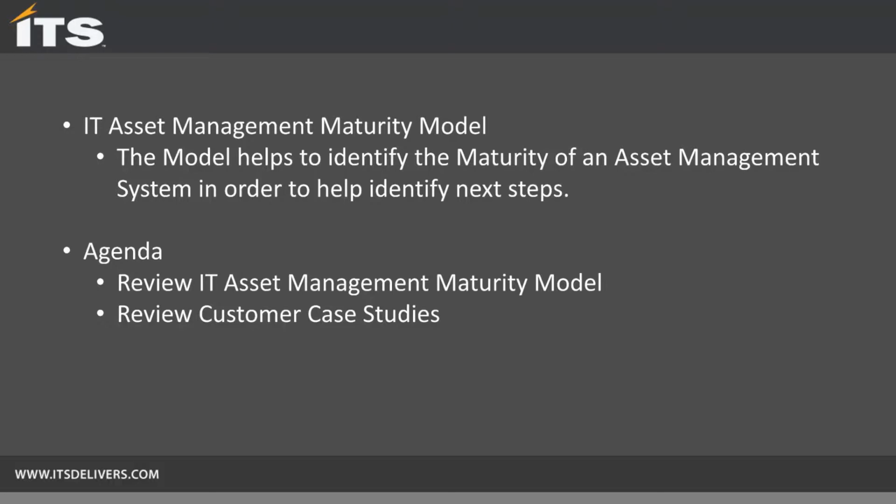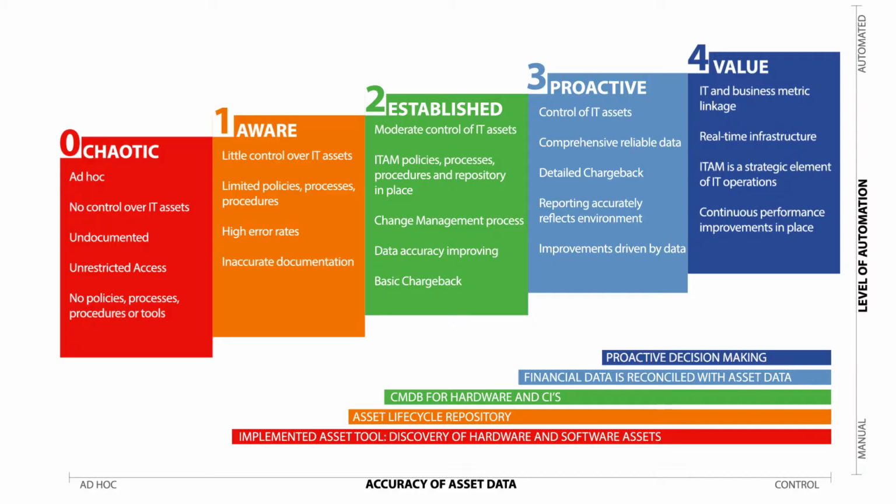Our agenda today, we will review the IT Asset Management Maturity Model and then review example customer case studies. As you can see here, there are 5 levels to the Asset Management Maturity Model. At the bottom, as we move from left to right, we move from an ad hoc environment to a more controlled environment as we talk about the accuracy of our asset data. And on the right-hand side, we move from a manual level of automation to an automated level.